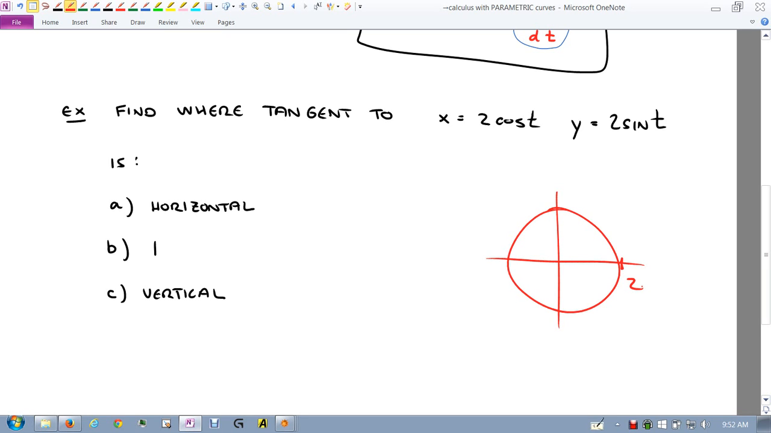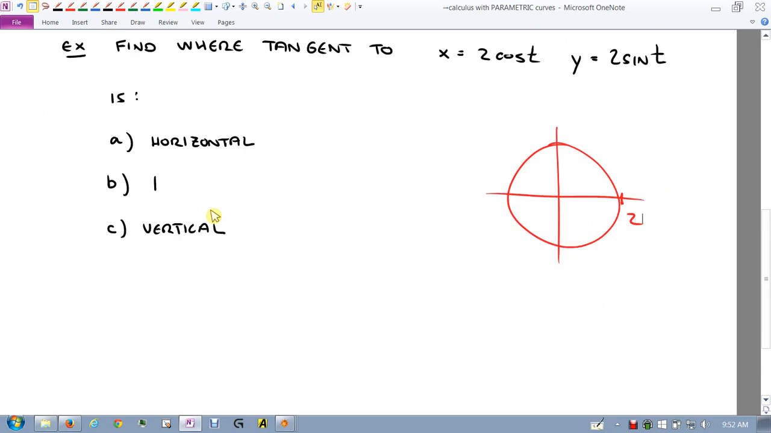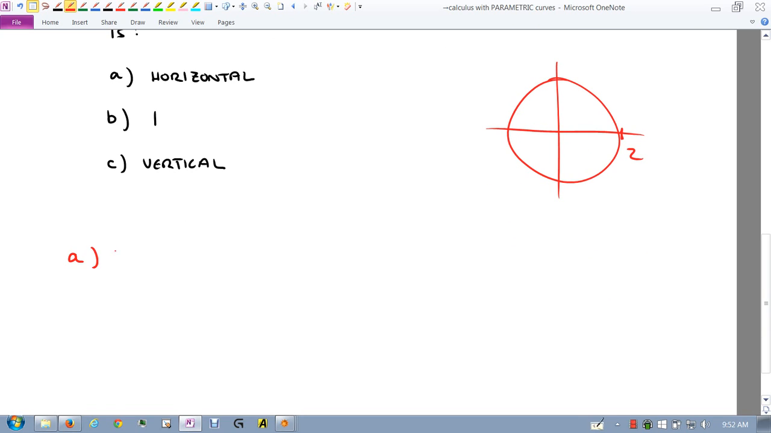I want to know where the tangent line is horizontal. So let's start with that. What does that mean? Horizontal means that the slope is 0, right? M, the slope of the tangent line, is 0, but that means that dy/dx is 0. Right? That's what we mean by horizontal. So we need to find dy/dx.